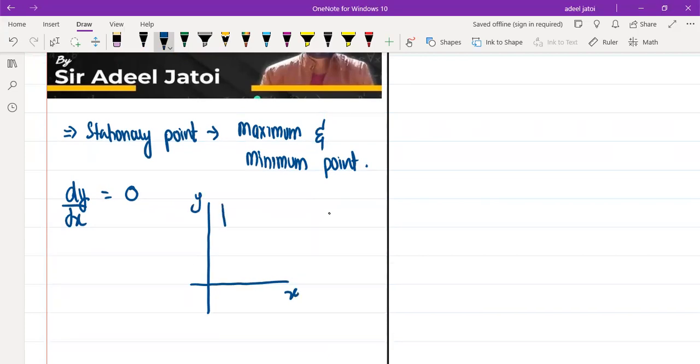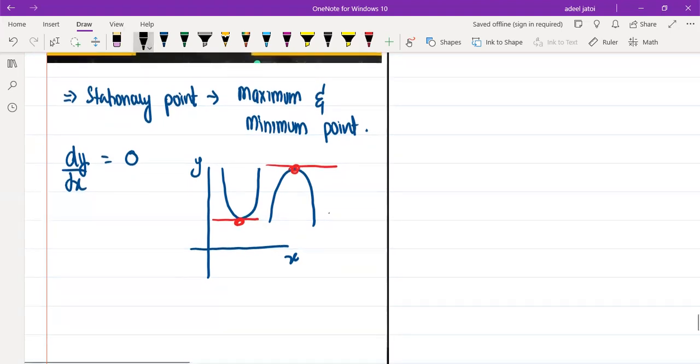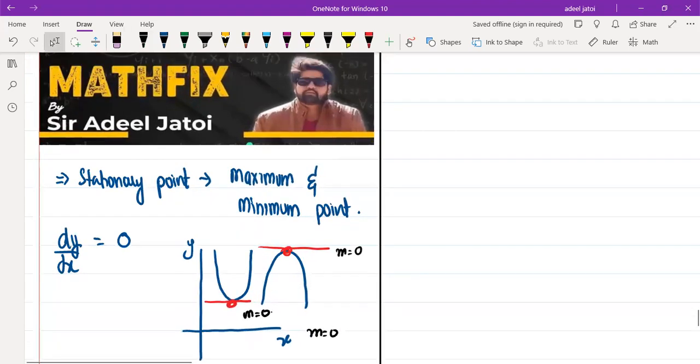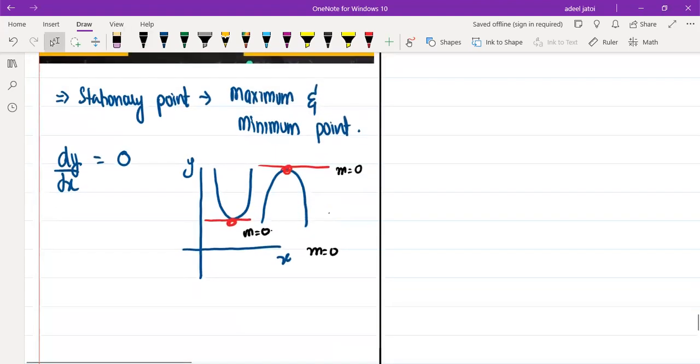when we talk about our U-shaped curve, or we could talk about our N-shaped curve, the tangent is basically parallel to the x-axis. When the tangent is parallel to the x-axis, we always know that the x-axis gradient is 0. So tangent gradient will be 0. So with respect to that stationary point, gradient will be 0.